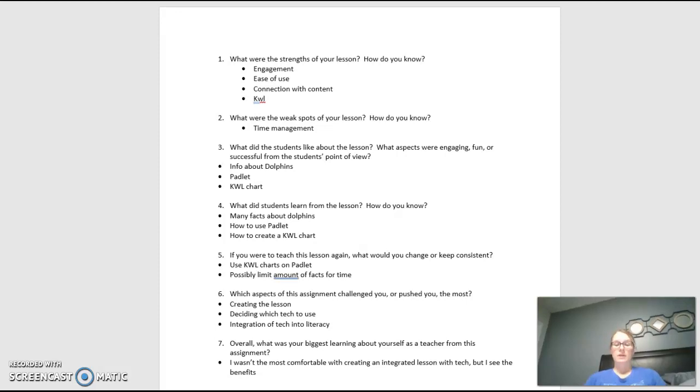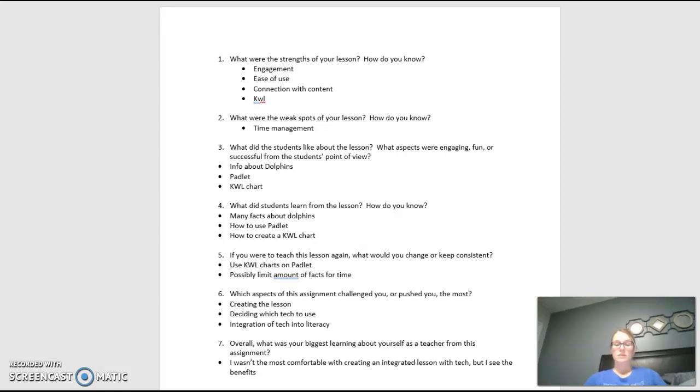Number five, if you were to teach this lesson again, what would you change or keep consistent? I would definitely use KWL charts on Padlet, and after our peer coaching, all of the teachers agreed that it would be a useful tool for small groups, and then with some practice, it would be useful for a whole group. And there's many different things you could do on Padlet as well, besides KWL charts.